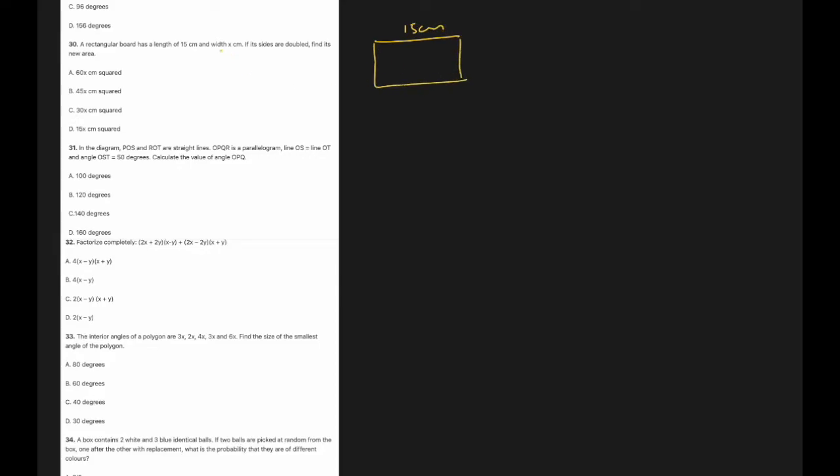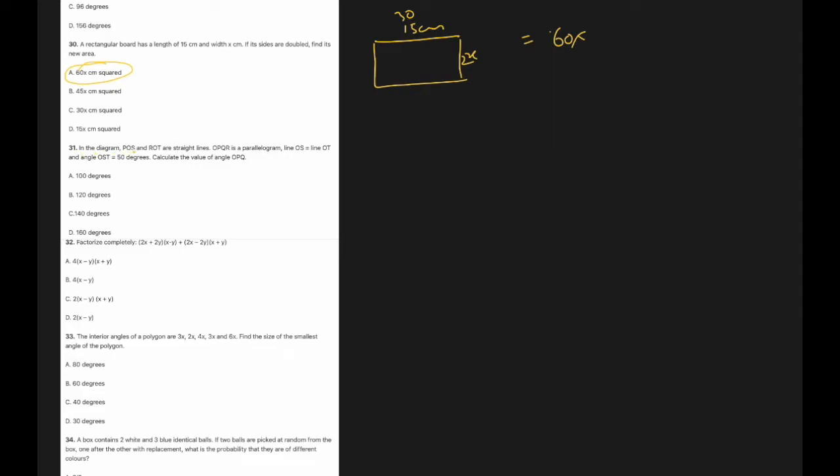And width is x centimeter. If its sides are doubled, that means this becomes 2x, this becomes 30. Find its new area. Okay, so since x is unknown, the answer is in terms of x. So 30 times 2 is 60x. I did not expect this to be this simple.